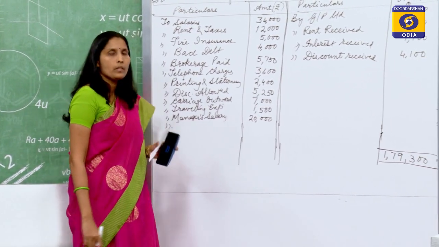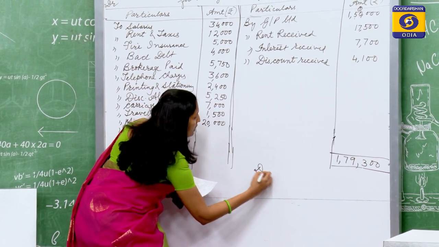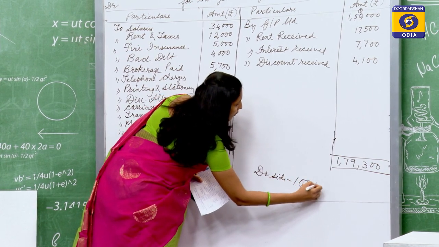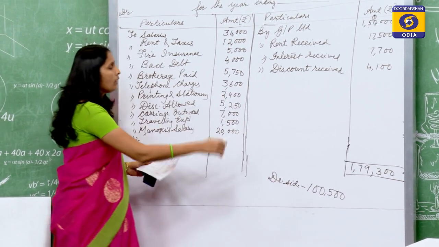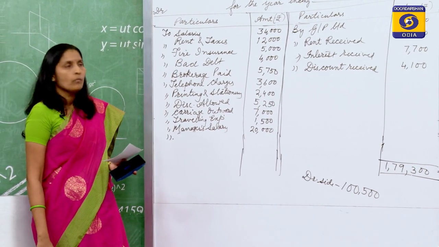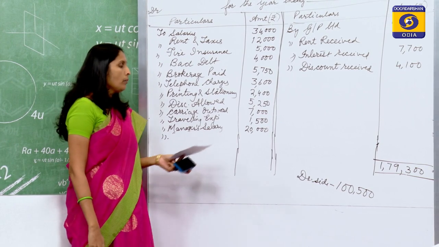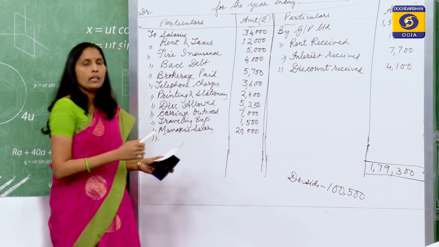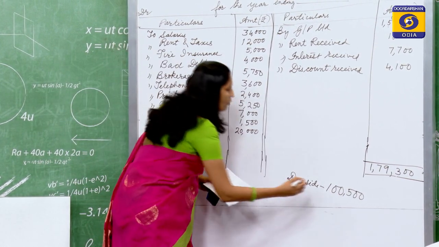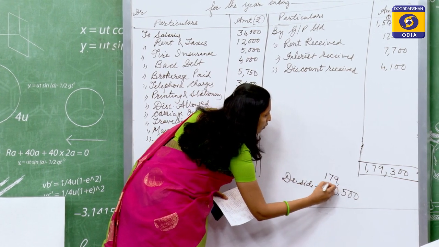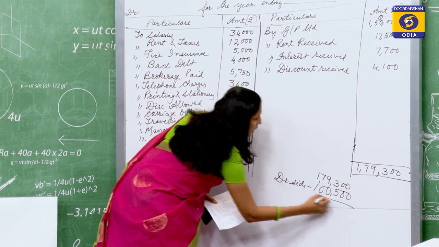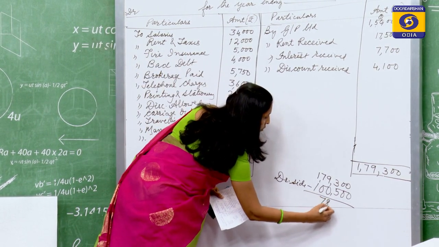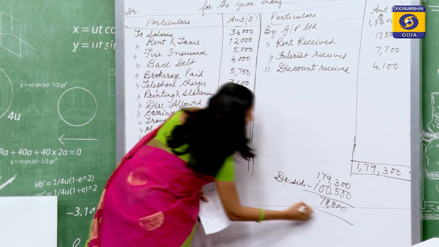Now 1,79,300 is the total on the credit side. So what is the total on the debit side? The debit side total should come to around 1,05,000. So it is clearly evident that the credit side total is heavier, that is 1,79,300, whereas the debit side total is 1,05,000. So we clearly have a net profit. What is the amount of net profit? 1,79,300 minus 1,05,000 should come to 78,800.